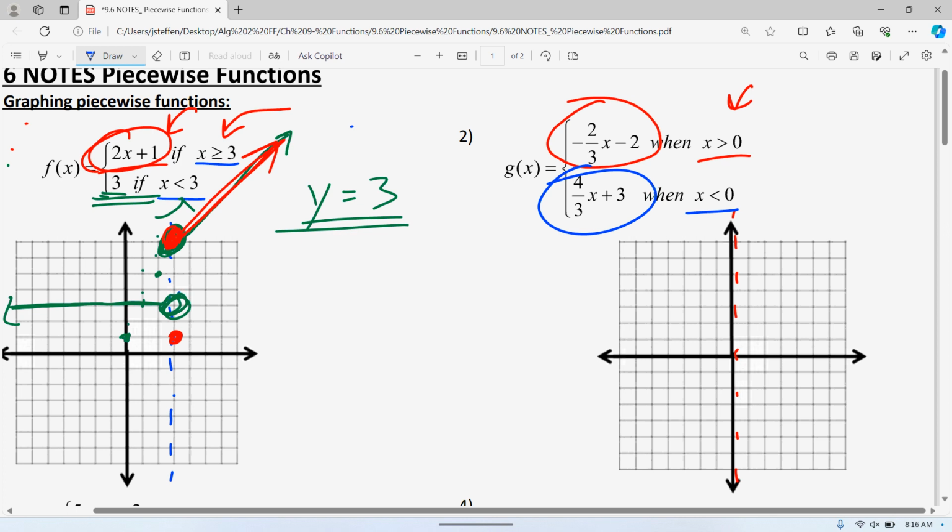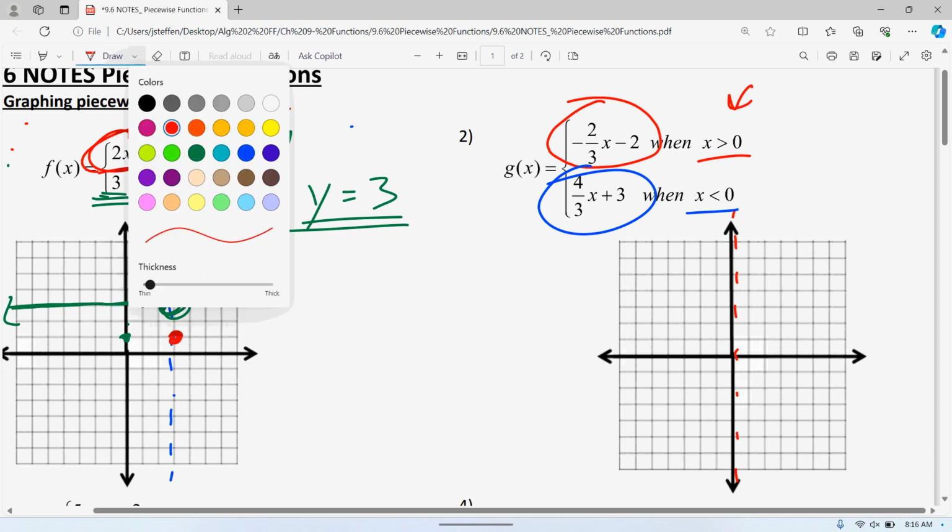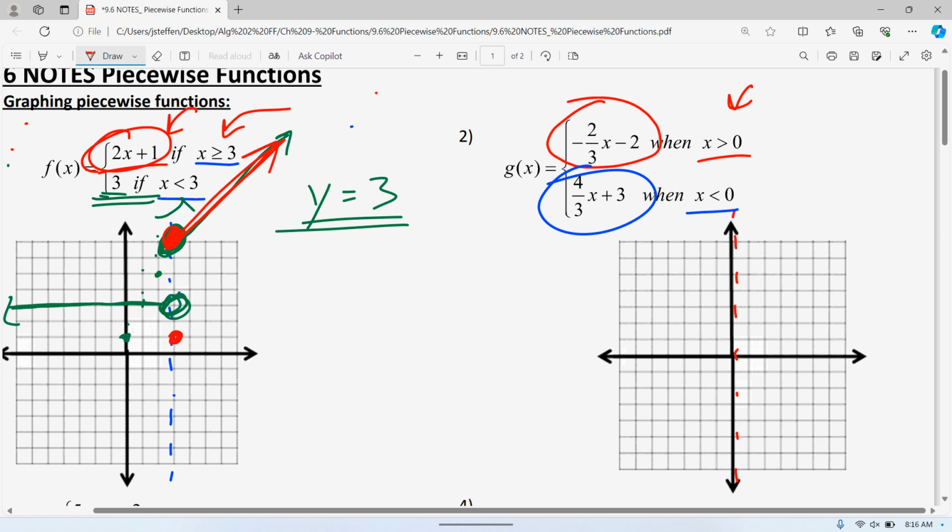So for instance, let's do that red one first. So -2 is the y-intercept. I'm going to leave an open circle there. And then the slope is down 2 over 3 to the right. So down 1, 2 over 1, 2, 3. And that is our line.